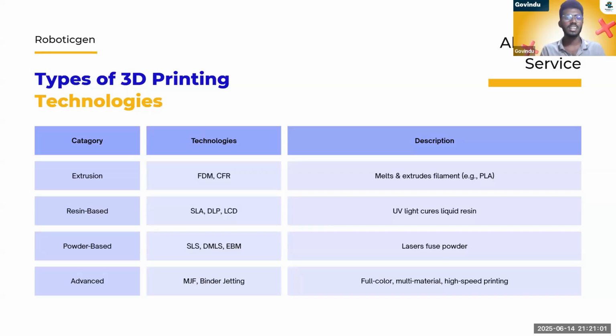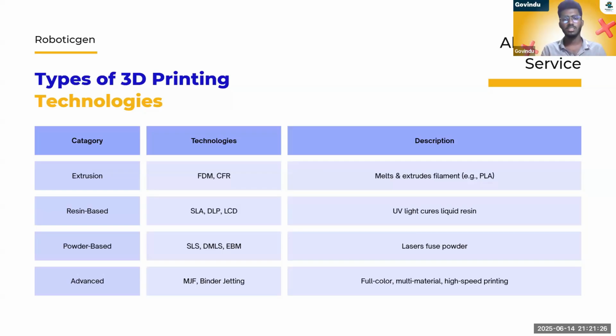In the extrusion category, there are technologies called FDM and CFR. There is no big difference; the same technology is used in FDM and CFR. With FDM printers, which you can see in many places, the nozzle goes around the bed and prints layer by layer. That is the premium printer, and CFR is also like that.